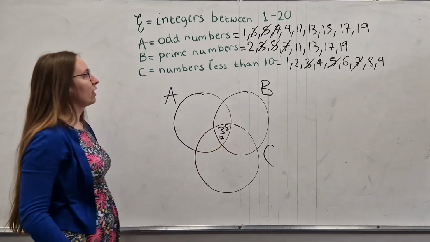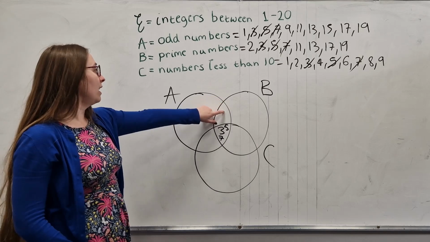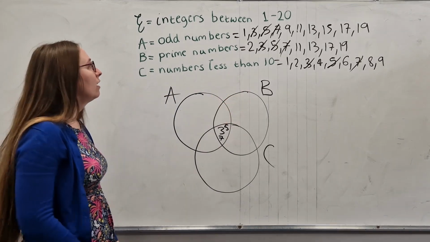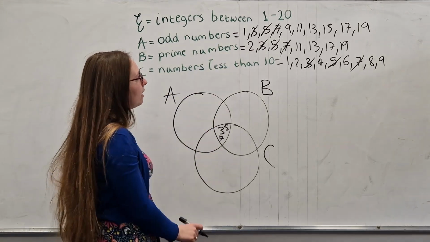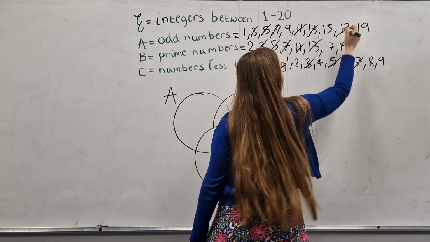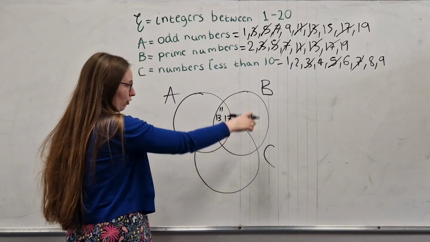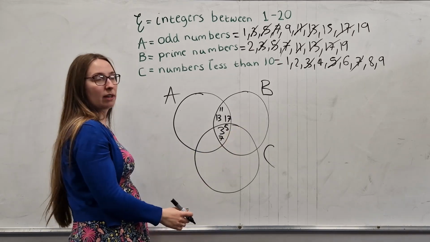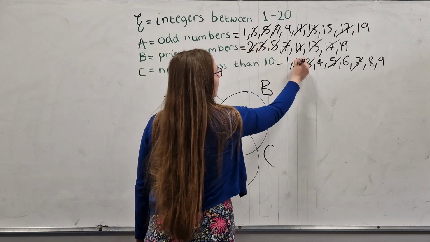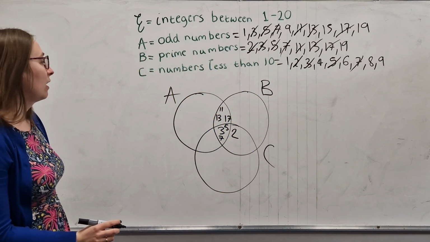Now I look at these intersections. So now I've got this part of the Venn diagram is any numbers which are in both set A and set B. Okay, so this is set A, this is set B. So we've got 11 and 13 and 17. Okay, so 11, 13 and 17. I'll just keep moving around. So this is the part which is in set B and set C. So that's 2. Is that it? I think that's it.